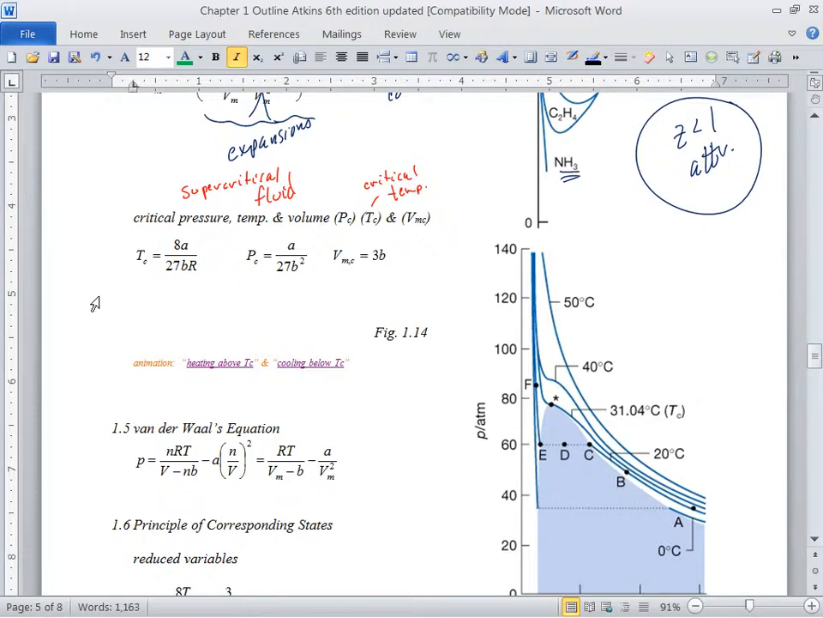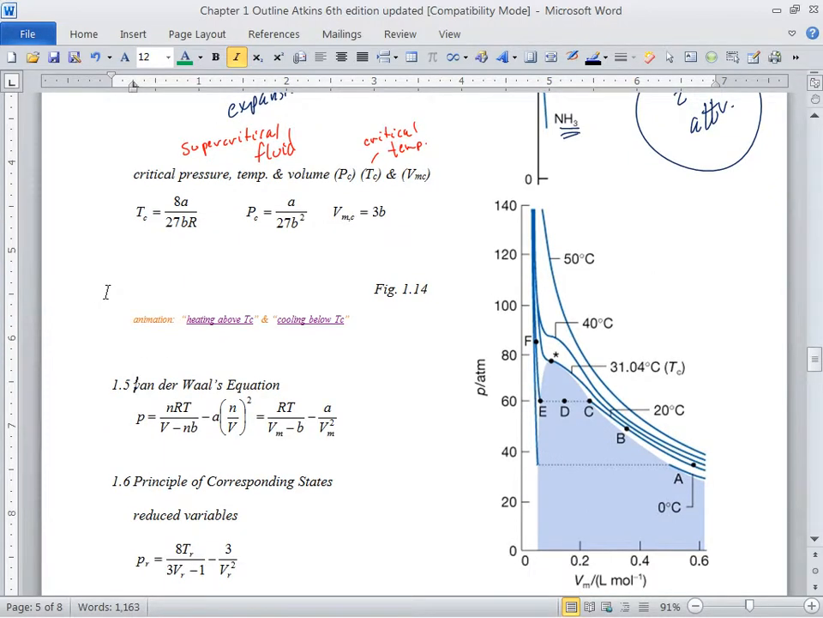And again, you just look them up in the table to find out what they actually are. The A's and B's, yeah.